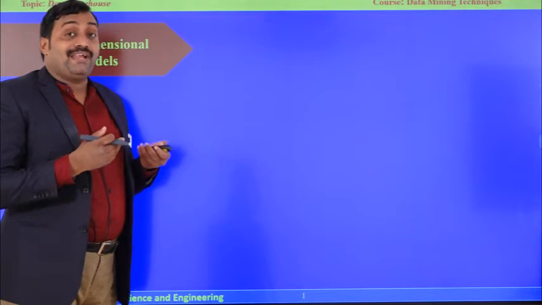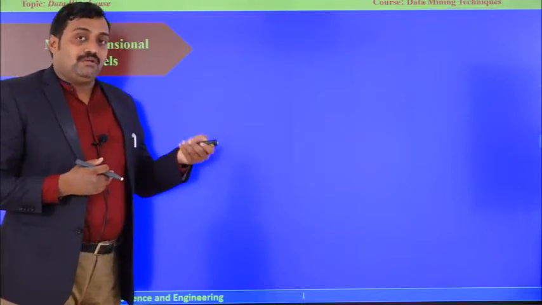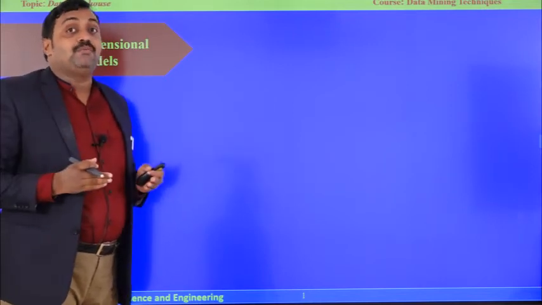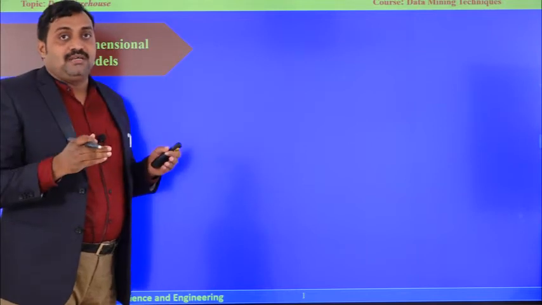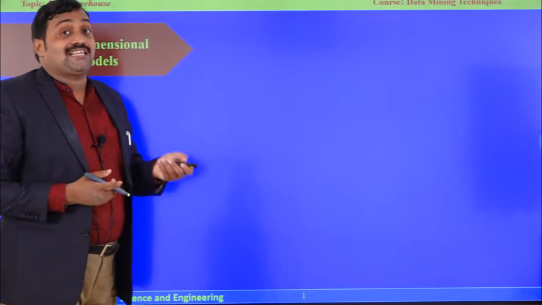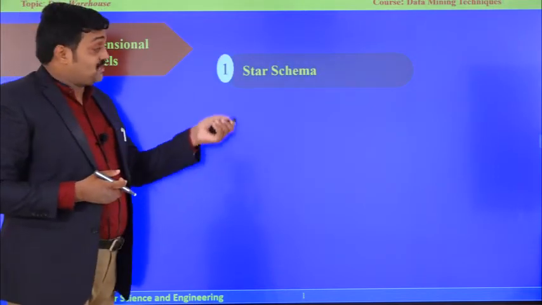So we need a separate schema, like how the DBMS has a schema for a table or a database. That means the design of a table or design of a database. Here we need some structure or some schemas. What are the various structures of multidimensional data? That is, what is a schema?